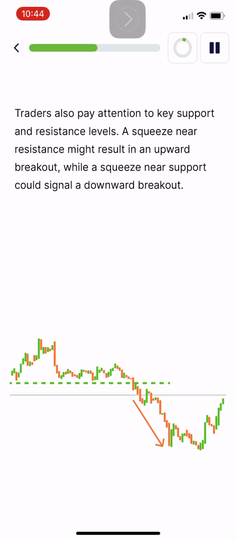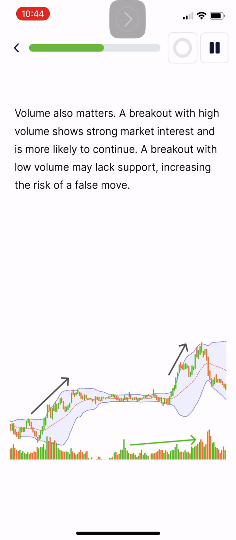Traders also pay attention to key support and resistance levels. A squeeze near resistance might result in an upward breakout, while a squeeze near support could signal a downward breakout. Volume also matters. A breakout with high volume shows strong market interest and is more likely to continue. A breakout with low volume may lack support, increasing the risk of a false move.